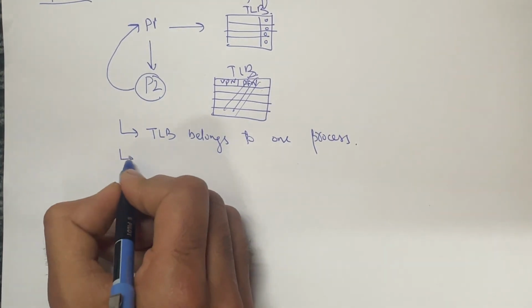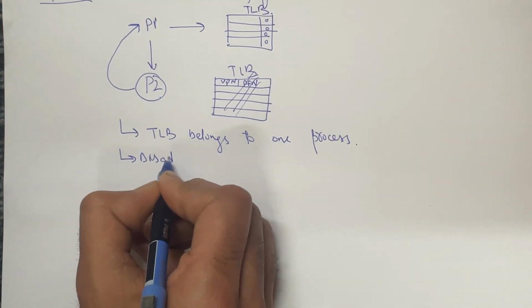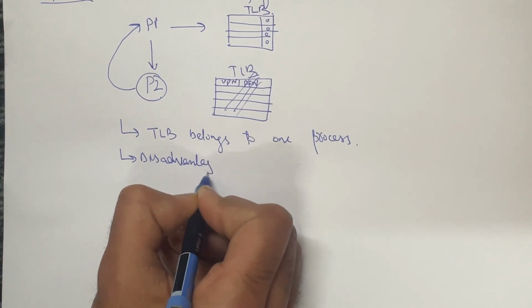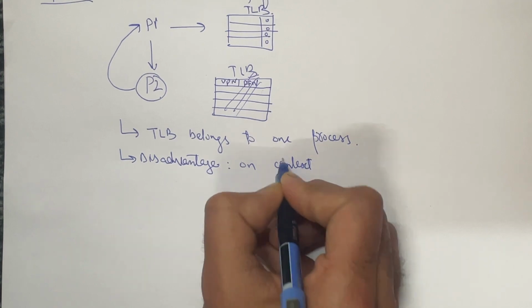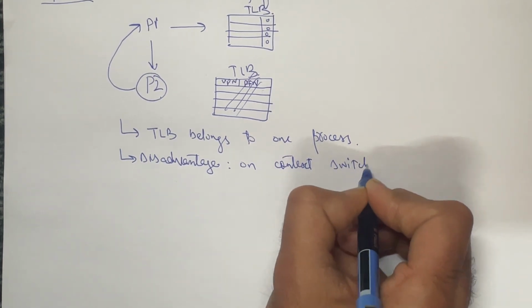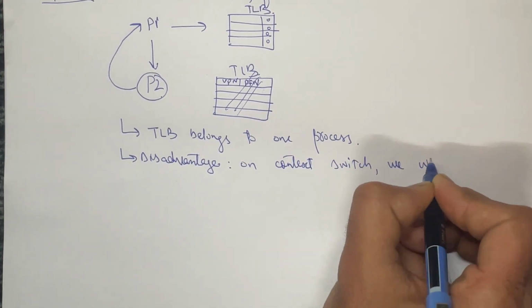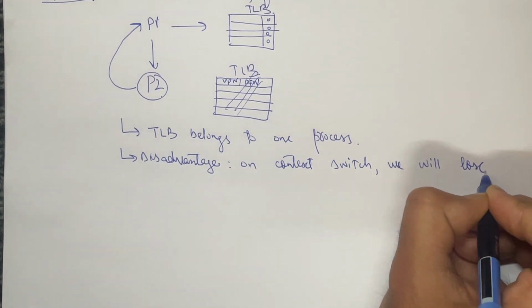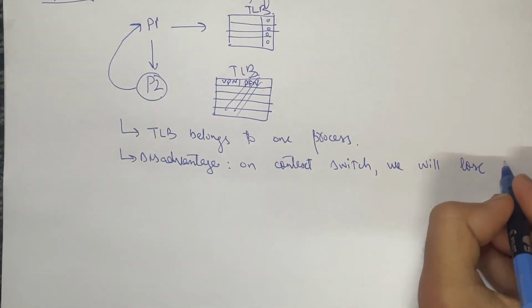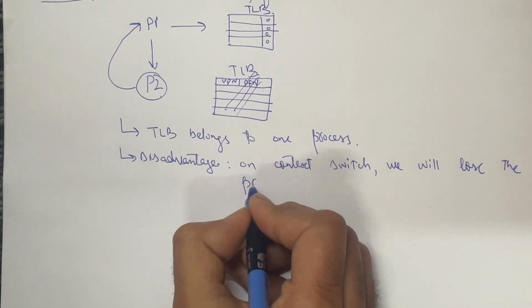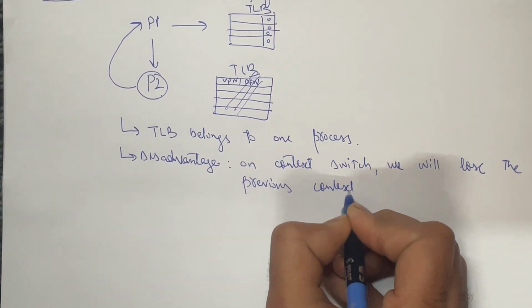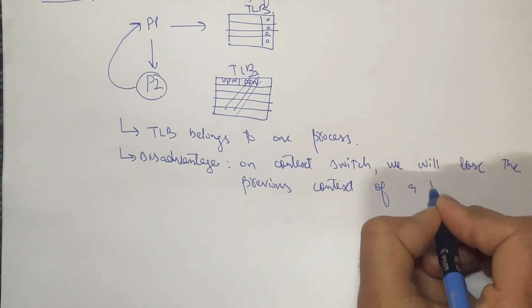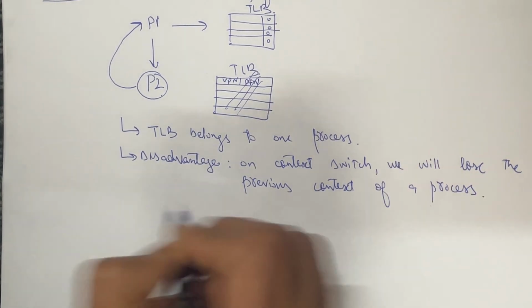What is the disadvantage? The disadvantage is that on context switch, we will lose the previous context of a process. What does that mean? We will lose the previous context of a process.